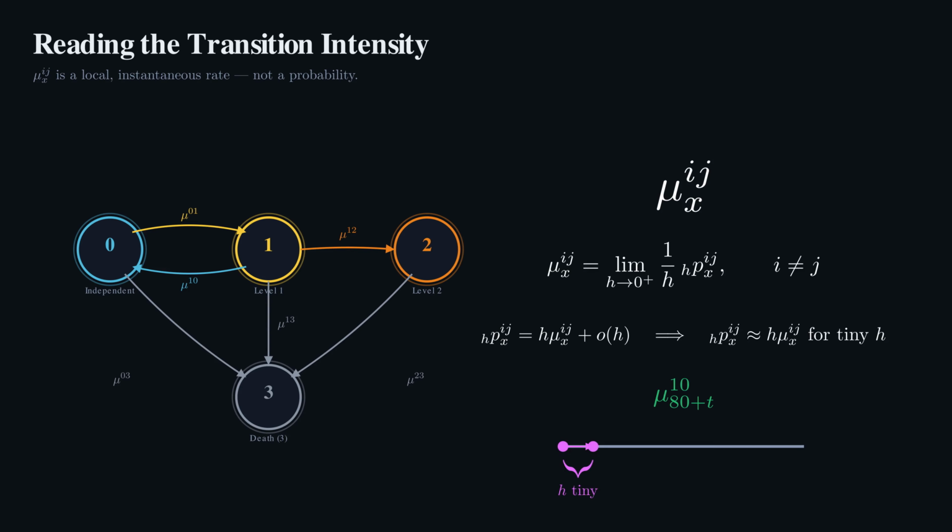Mu x ij is a local instantaneous rate, not a probability. For a tiny interval h, the probability of jumping from i to j is about h times mu. On this graph, mu 80 plus t 10 is the rate from rehab into healthy.